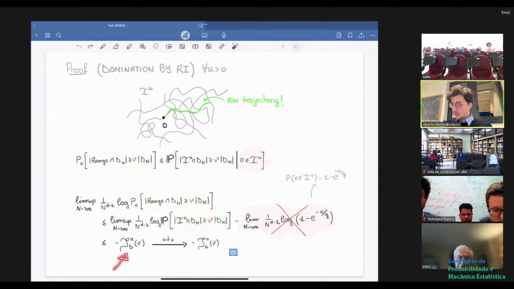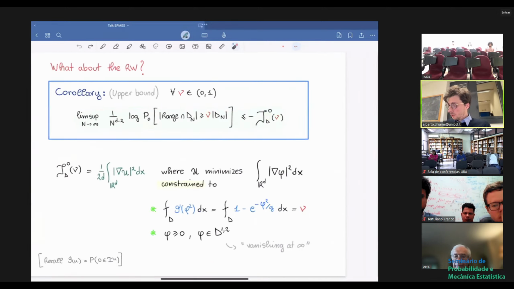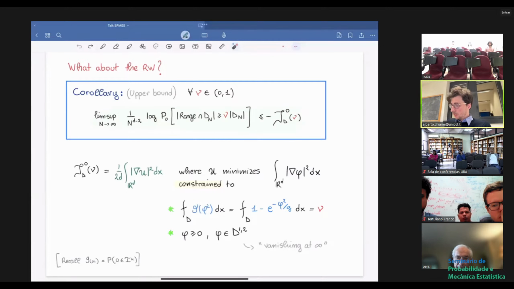This argument can be made for all possible intensities u bigger than 0. One has to show that there is some continuity in u, sending u to 0. And so you just take u to 0 and get the upper bound. As you see in the variational problem, what has changed is that instead of having here square root of u plus phi square, I just have phi square. I replaced u by 0.